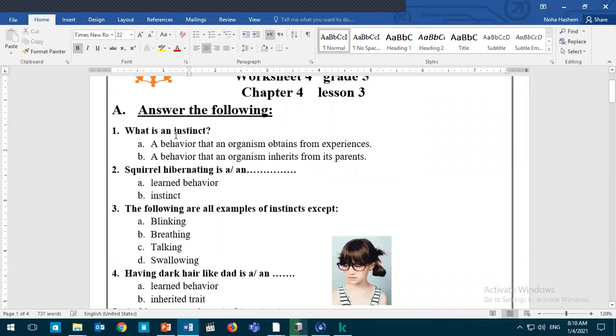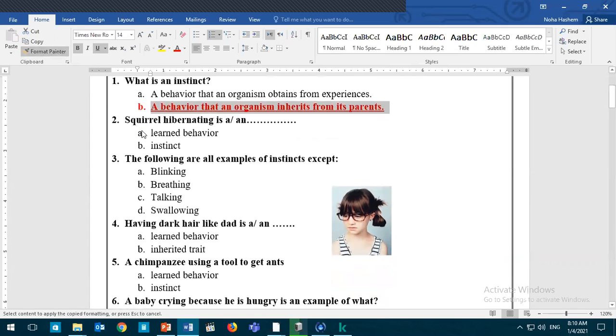We'll do it quickly. Number 7: what is an instinct? It's B, a behavior inherited from the parents. But a learned behavior is a behavior that an organism obtains or acquires from experience. He needs to practice this behavior. Yes, I said I will do the questions as fast as possible. Squirrel hibernating is an instinct. The following are all examples of instinct, except for breathing. Breathing is not an instinct.